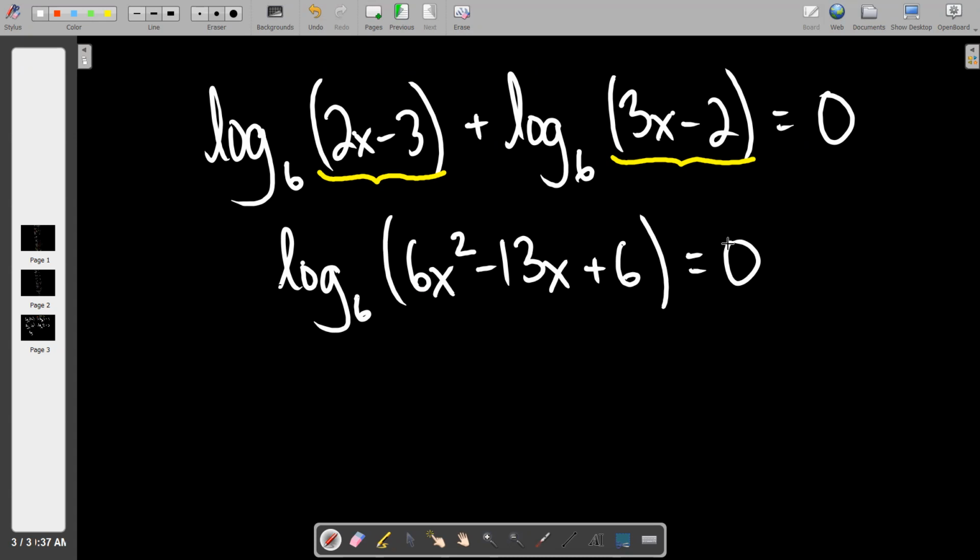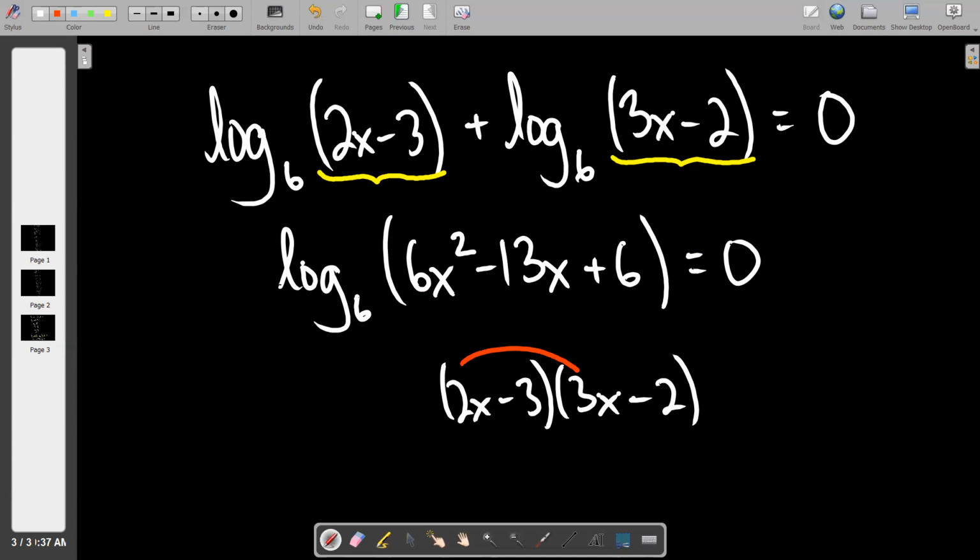And that's just, I always skip steps and then I find myself going back. I always wonder, like, why do I skip it only to go back and show how I got it? So that's just me doing the 4-step process. So, like, what is 2x times 3x? 6x squared. What is negative 3 times negative 2? Positive 6. And then, of course, in the middle, I did minus 9x minus 4x, right?